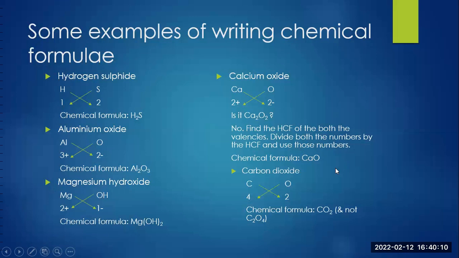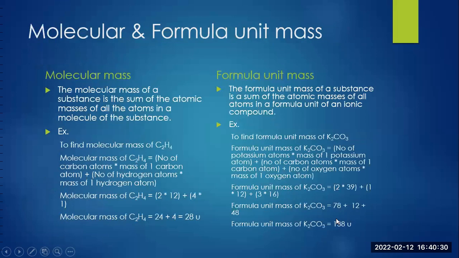Similarly, carbon dioxide, the constituent elements are carbon and oxygen. The respective valencies are 4 and 2. So the HCF of 4 and 2 is 2. We divide both 4 and 2 by 2. Therefore, we get chemical formula of carbon dioxide as CO2.